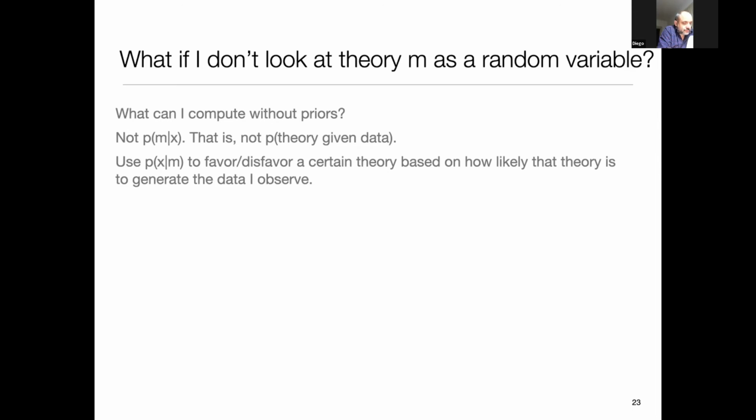because I do not have the priors, and I do not think that conceptually I can assign a probability to something that is only valid once, which is a physics constant or a physics theory, etc. So what the frequentists do is actually to use the model, P of X given M, to favor or disfavor a certain theory based on how likely it is that this theory generates the data that I observe. Okay, I will try to consolidate this a bit in the next few slides.